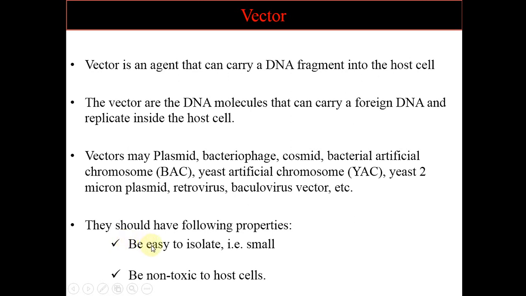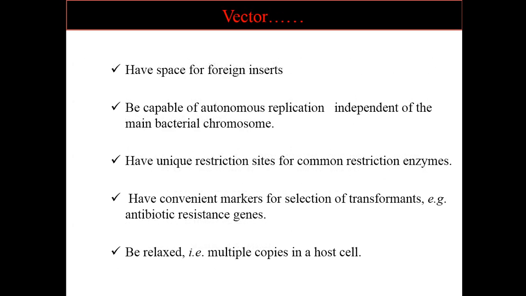It must be easy to isolate and smaller in size. It should be non-toxic to the host cell. That is, it should not produce any protein that can reduce the growth rate of the cell or that can stop metabolism of the host cell. It should not be toxic. Then it should have a space for foreign gene insert. Remember, the smaller the size of the vector, the larger the gene of interest you can attach.